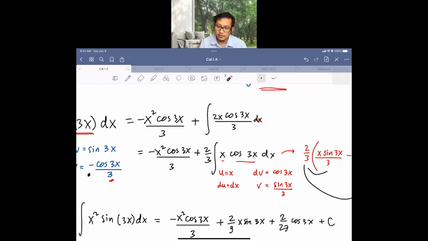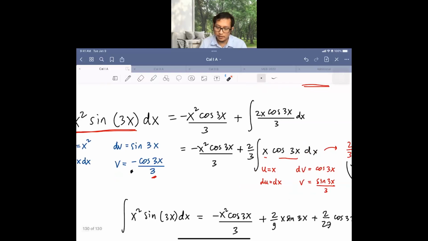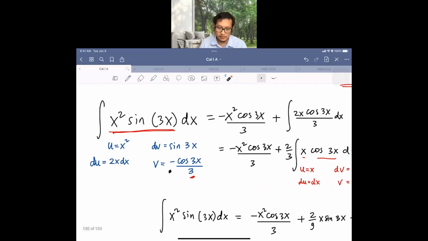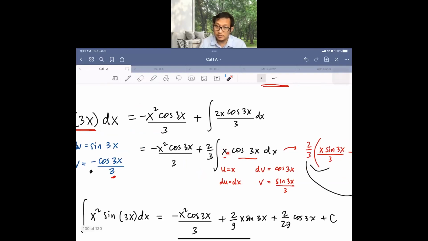Okay, and you'll see that this is the same or a similar structure to the first original one, where you take the x as the one you differentiate and the trigonometric function as the one you integrate. It becomes sine 3x here. So what if we could make a pattern?